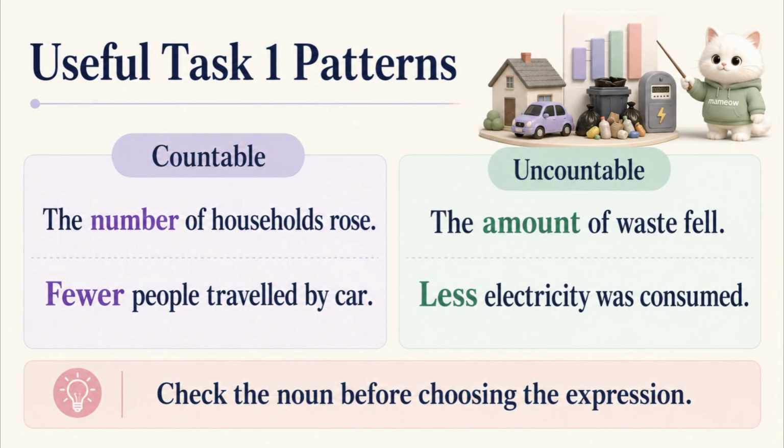Countability affects several common IELTS academic writing task 1 expressions. Use the number of when the noun is countable. For example, the number of households rose. Use fewer with a plural countable noun. For example, fewer people traveled by car.